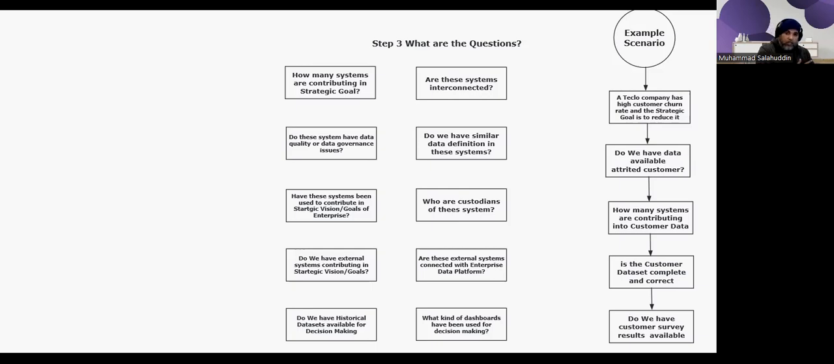Now, do we have these external systems that are going to contribute to the strategic goal that you are targeting, or is there no external system, right? So that's also part of the questions that we need to ask as part of building our enterprise data strategy.